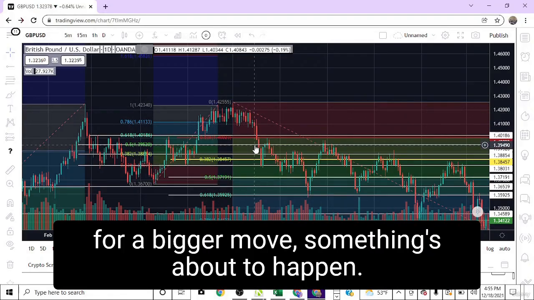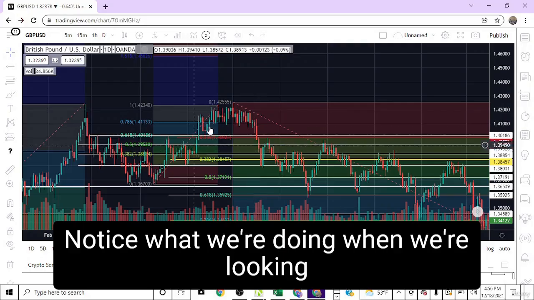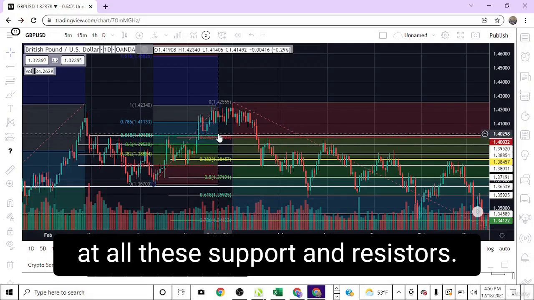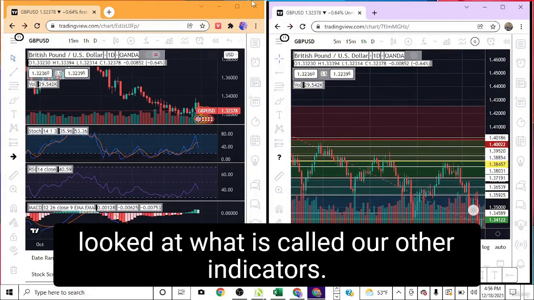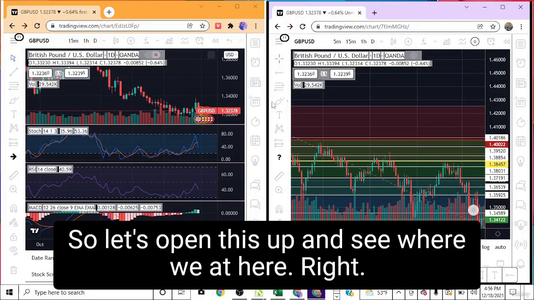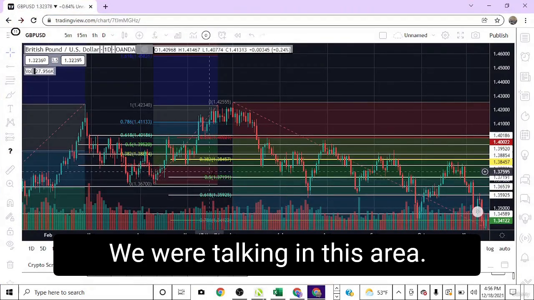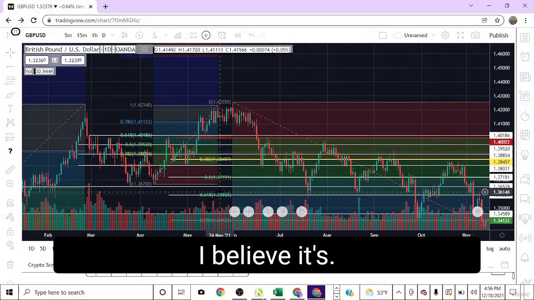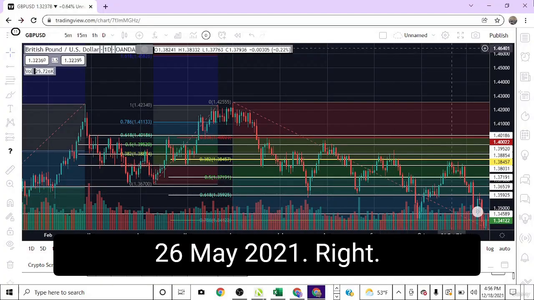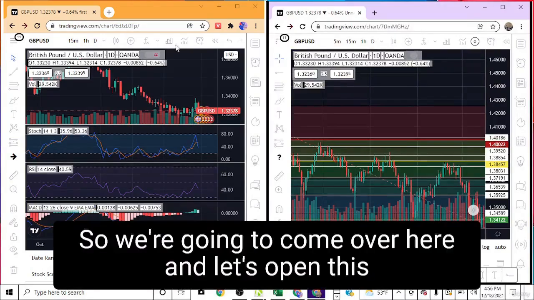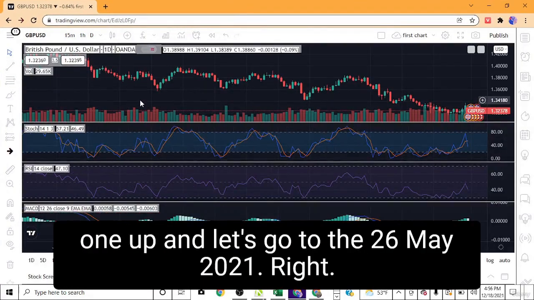Something's about to happen. Notice what we're doing when we're looking at all these support and resistance: we never clicked over at any point and looked at what is called our other indicators. So let's open this up and see where we're at here. We were talking in this area of, I believe, the 26th of May, 2021. So we're going to come over here and let's open this one up, and let's go to the 26th of May, 2021.